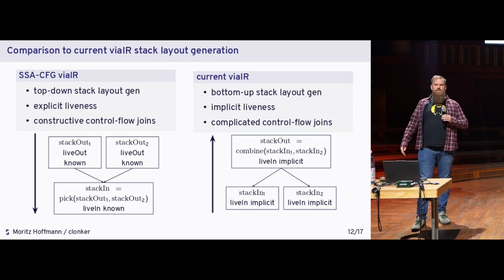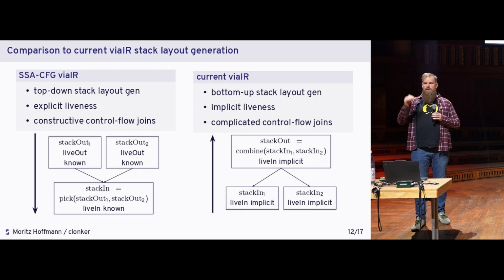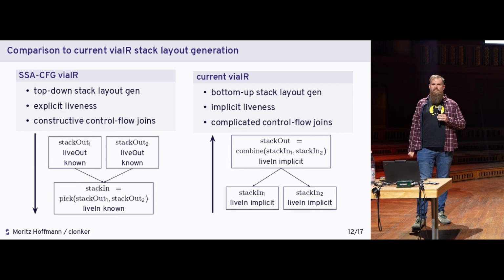And then if I have control flow joins, for instance, when I have a variable whose value is set conditionally, then I know by the propagation of information that all information is going to be available at both parents of the block that I looked at. And then I can simply pick one, for instance. So this is a very constructive way of producing stack layouts, which is also going to be good for us because it produces code that is actually maintainable.